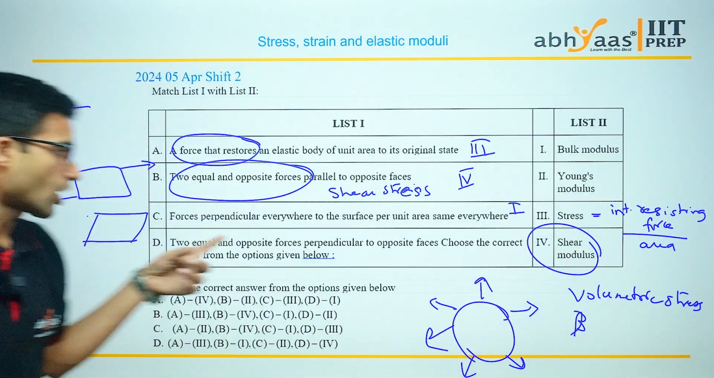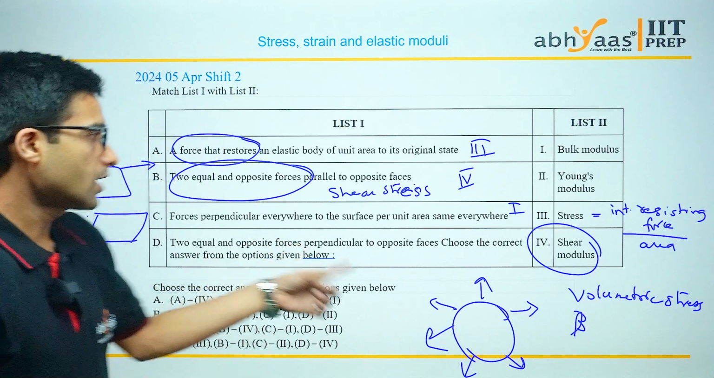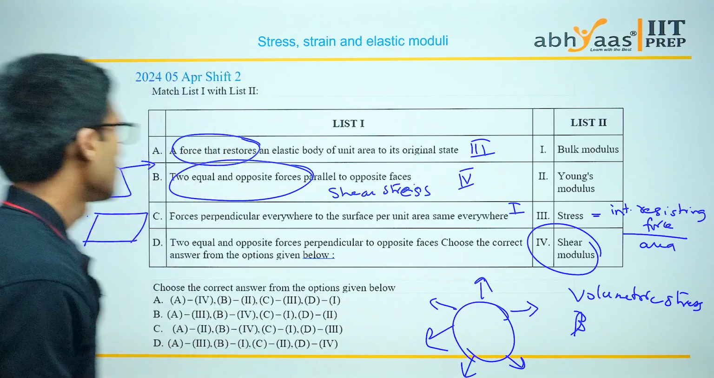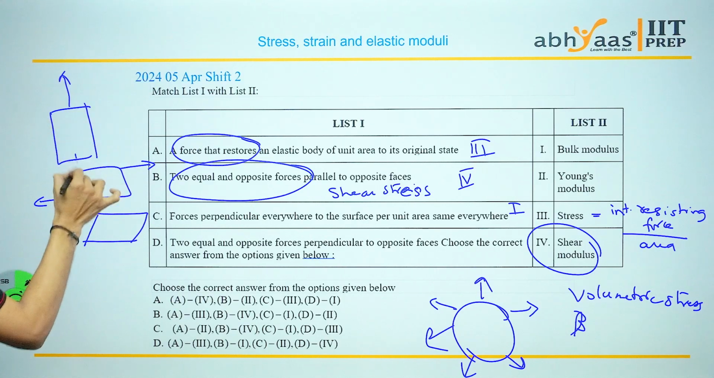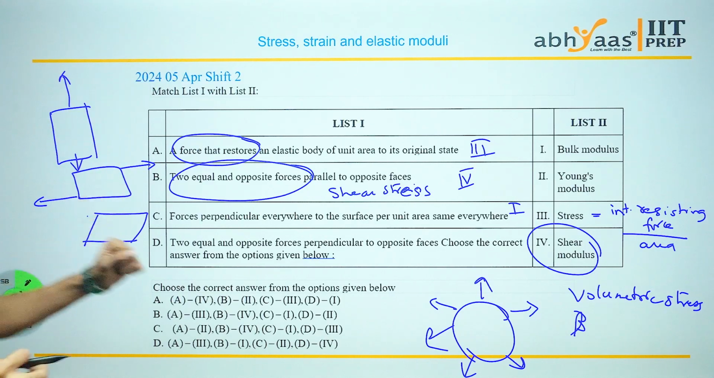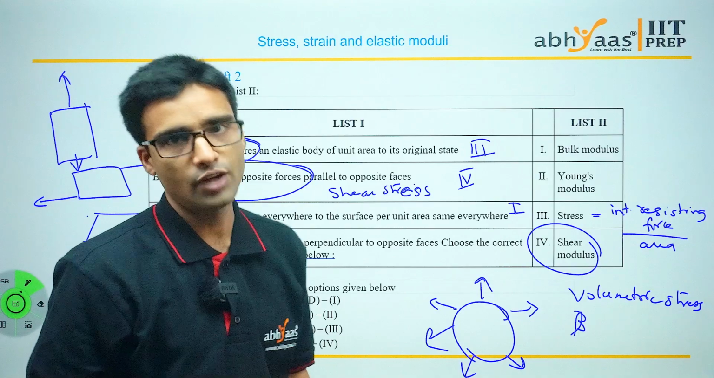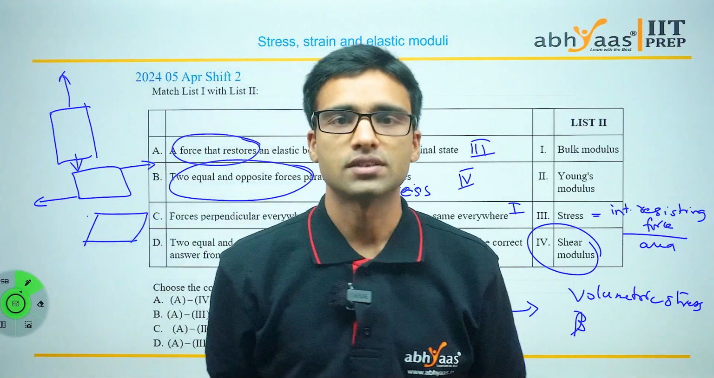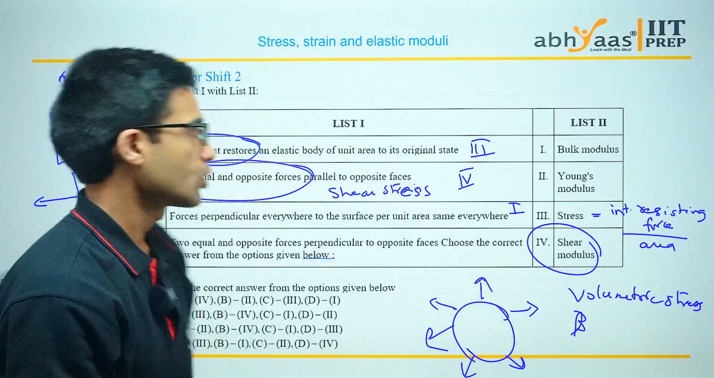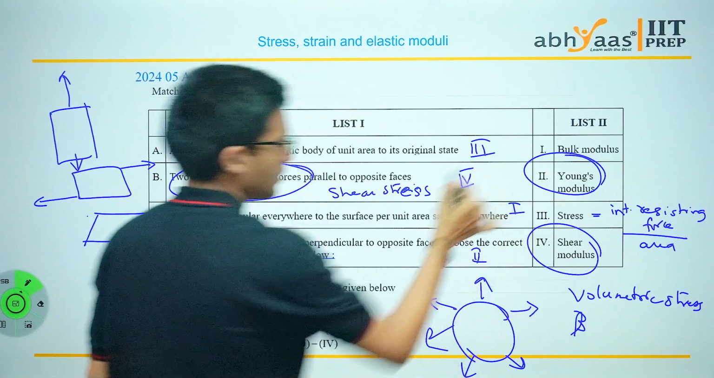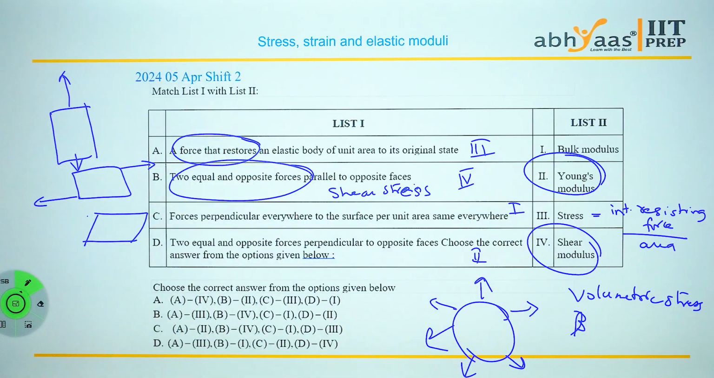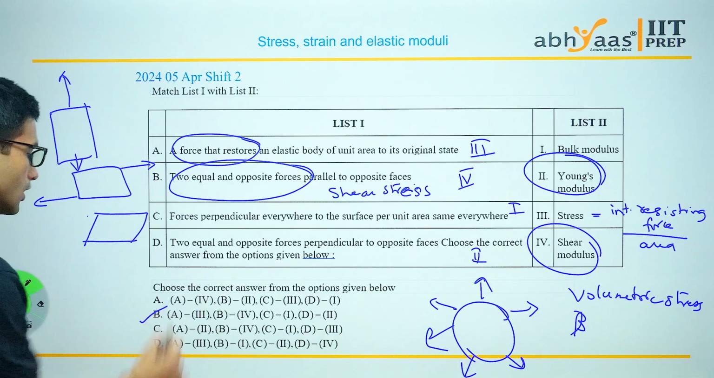Similarly, two equal and opposite forces perpendicular to opposite faces. If you consider a diagram like this, two forces are there, like this, perpendicular to the surface, opposite faces. Then what will you get? Longitudinal stress. Longitudinal stress by longitudinal strain, what will you get? Young's modulus. So this is the answer: 3, 4, 1, 2. Where is it? 3, 4, 1, 2, B is the option.